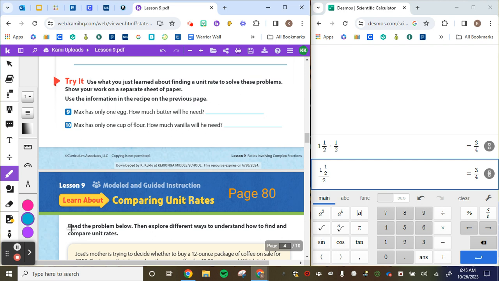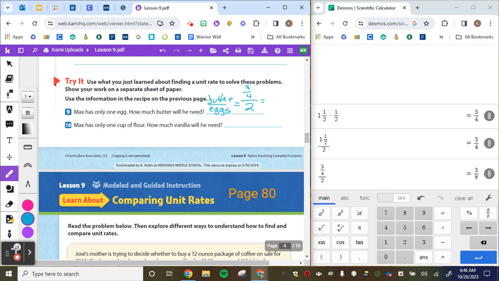Now, question number 9 is asking us for 2 different parts of the recipe. So question number 9, go ahead and try those and then check them with the video. So question 9, I just used the division method. I set up my labels butter over eggs in the original recipe. 3/4 of a cup of butter is what we need for 2 eggs. So then I divided 3/4 divided by 2. You can see that work in the Desmos calculator. And for every 1 egg, it would take 3/8 cup of butter. So we would need 3/8 of a cup of butter every time he did 1 egg.